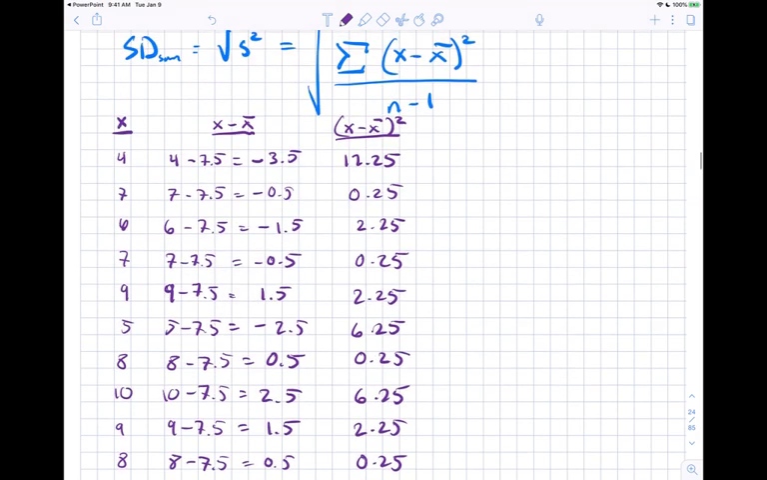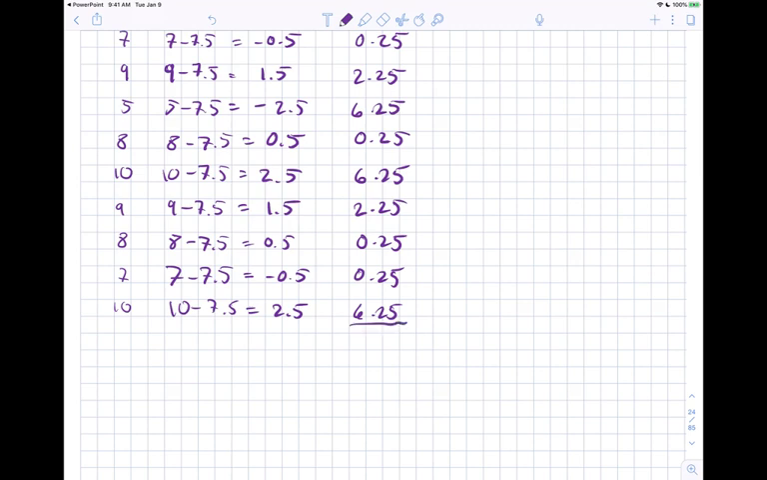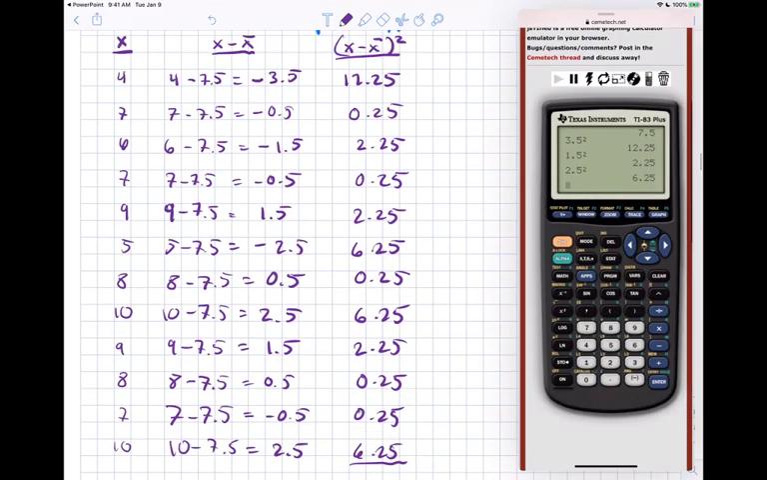All right. So then here, what we want to do is add them up. So if we add up these results, we're going to say 12.25 plus 0.25 plus 2.25 plus 0.25 plus 2.25, 6.25, 0.25, 6.25, 2.25, 0.25, 0.25. And hopefully I got my keystrokes proper.